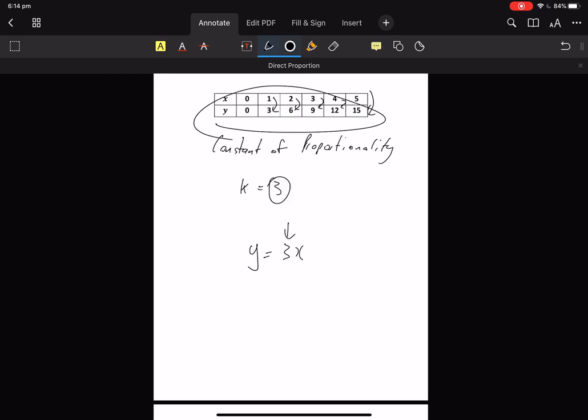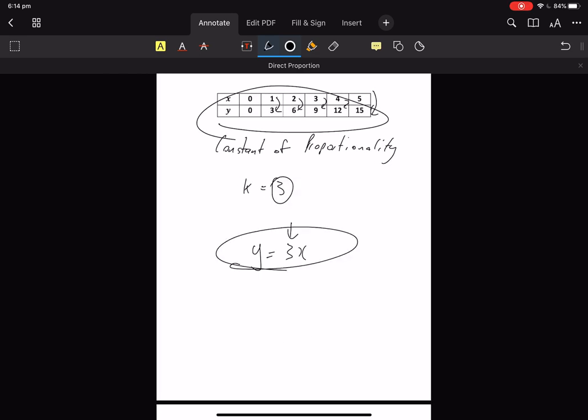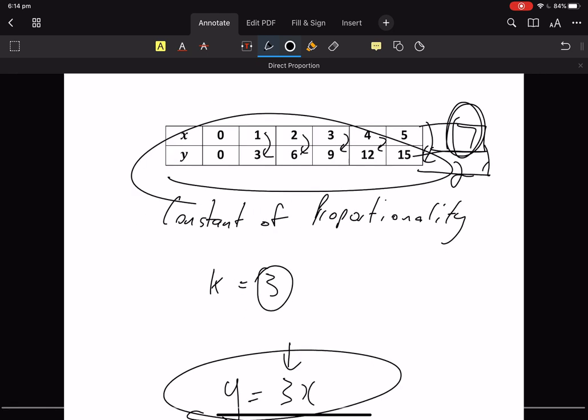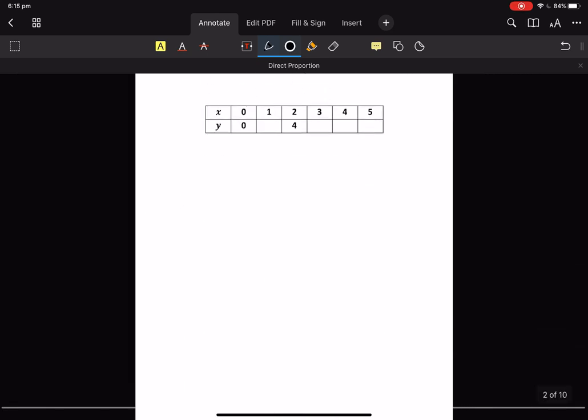Clearly we can then use this rule to say, let's find what's y when x is 7. Yep, so y would equal 3 times 7, which is 21. So if we had an extra box there with a 7 in it, 21 would go underneath it. Anyway, let's do another one.